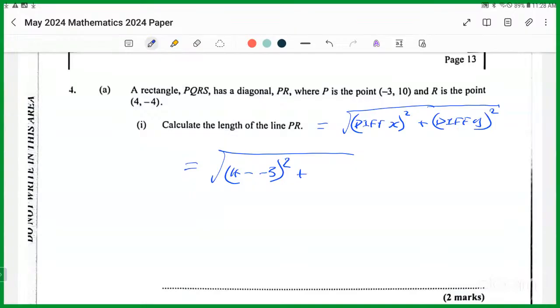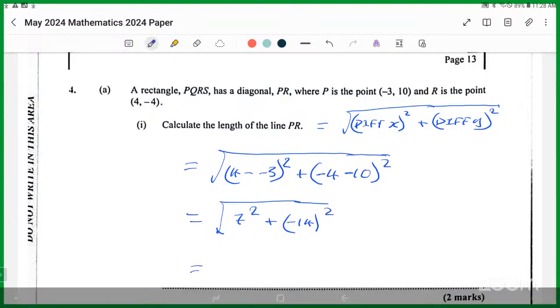Plus, the difference in the y values is negative 4 minus 10, or it can be 10 minus negative 4. Negative 4 minus 10 is this y value minus this y value. A lot of persons made mistakes with these negatives, so learn from your mistake now. This works down to be the square root of 7 squared plus negative 14 squared, which is the same as 14 squared. And that's what we're working out.